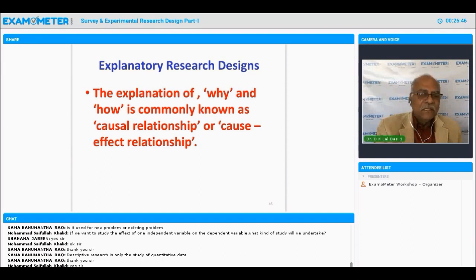Before I proceed further, I would just wait for a minute or two to know whether you have understood the concept of explanatory research design. You can type yes, okay, or if there is a doubt, you can ask a question.